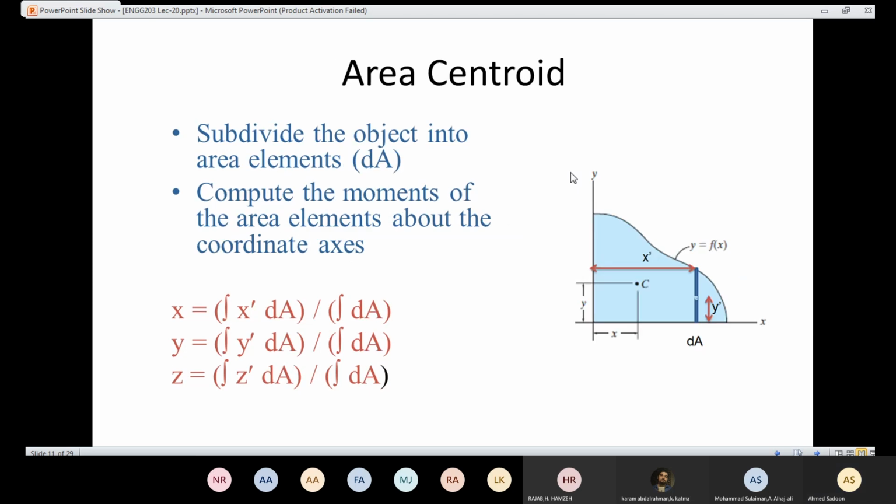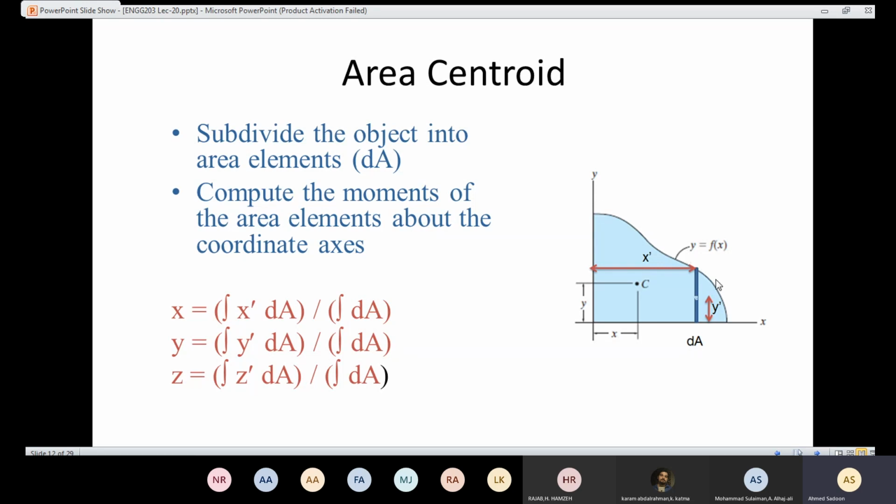Similarly, regarding the area centroid, instead of dV, if the dimension in z is the same, I'm going to say that dV equals dA times the dimension in z. And the dimension in z is going to cancel out, so I'm going to end up with dA. And this is the area centroid.